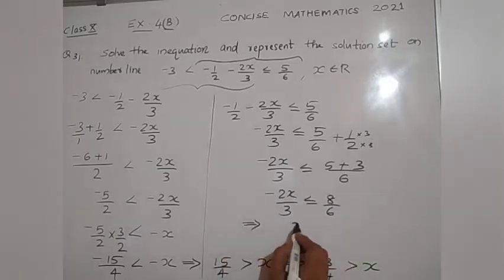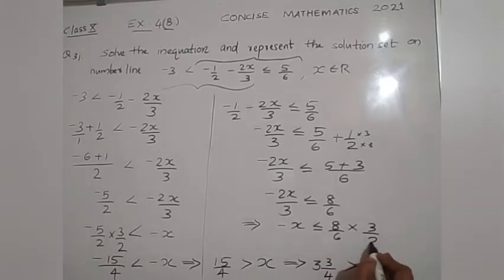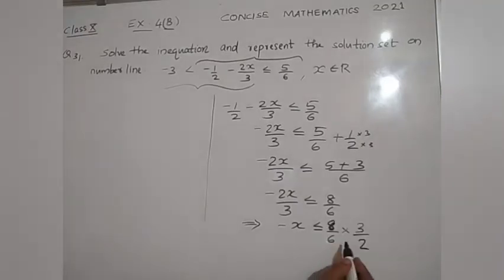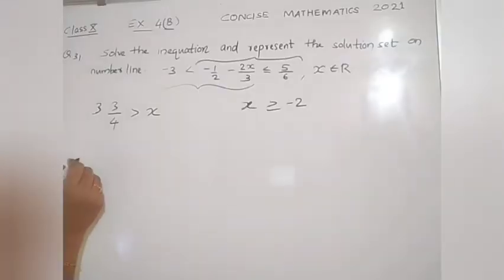And negative x less than or equal to 8 by 6 into 3 by 2. We can simplify that. 3 2s are 6, 2 2s are 4, 4 2s are 8. So we got minus x less than or equal to 2. Or we can write x greater than or equal to minus 2. When we divide 2 by minus 1, we have to reverse the inequality.